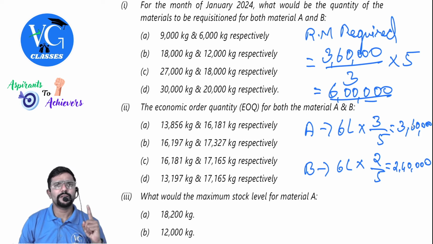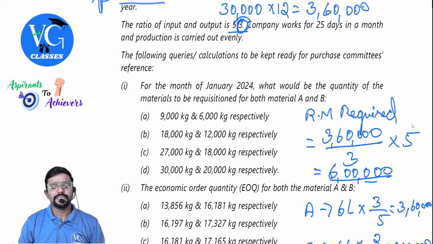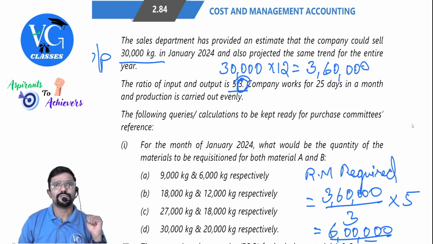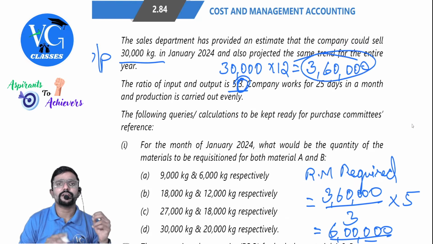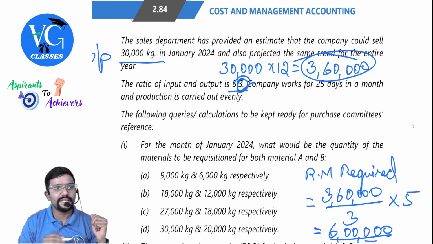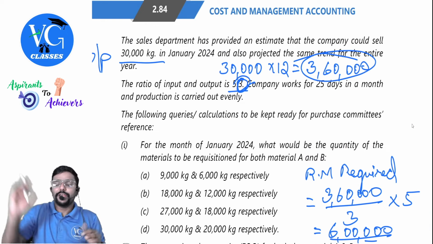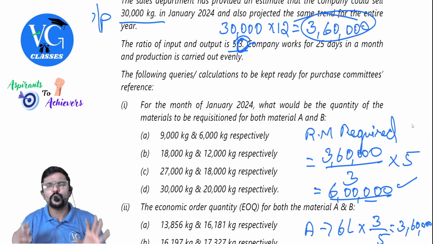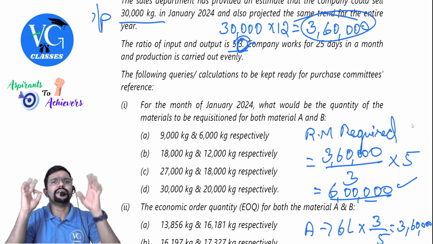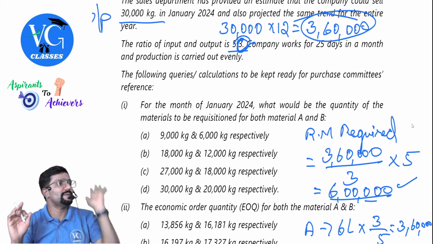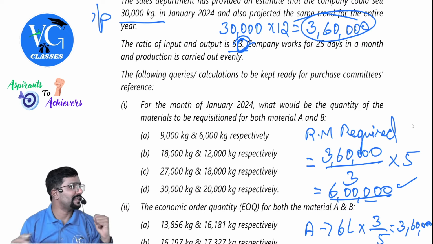I will repeat. Listen. What is the input output ratio? 5:3. What is my total output in a year? 3,60,000, which is equal to 3, na? Yes, sir. 3,60,000 by 3 into 5. What will I get? The total raw material I require in a year, the annual demand of raw material, both A and B put together.